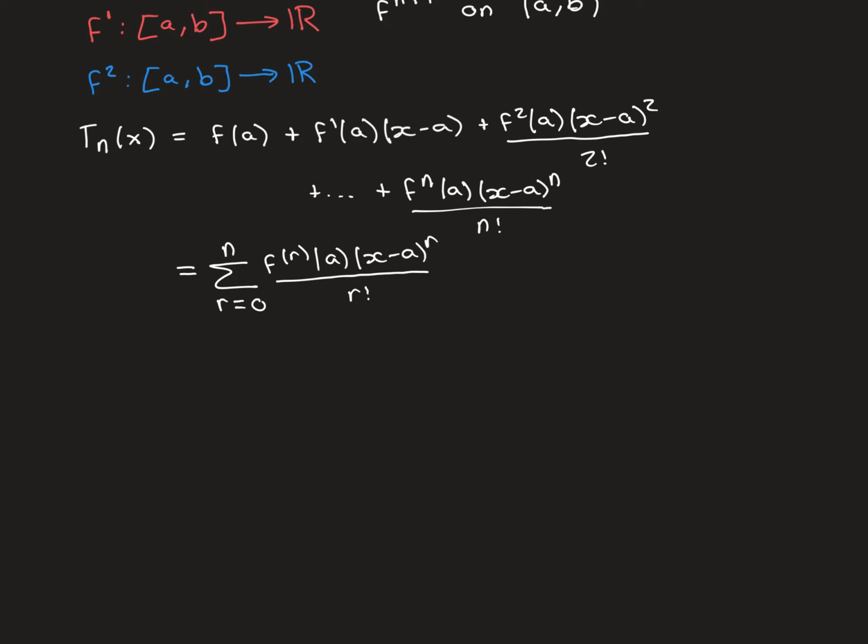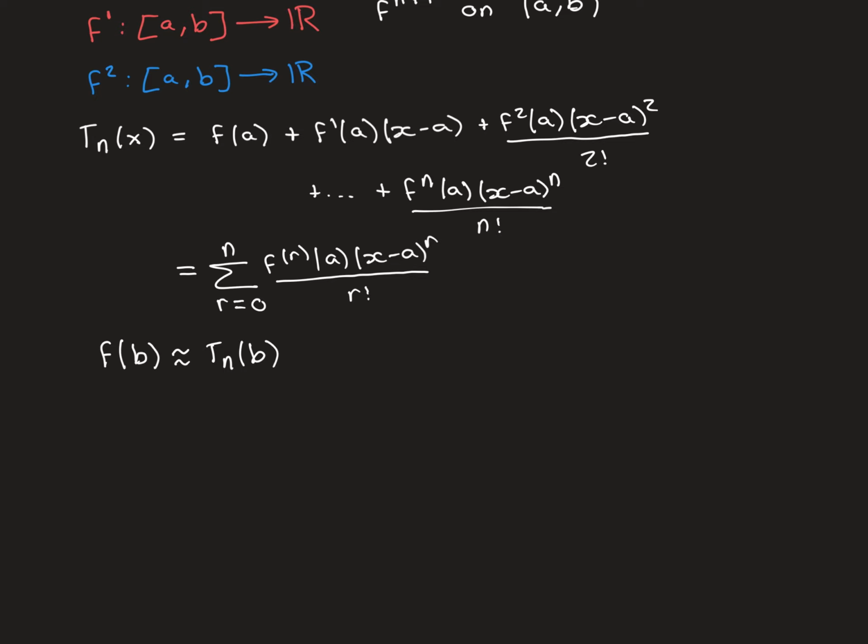Just to convince you that this is indeed equal to this, when r is equal to 0, this gives this term. When r is equal to 1, this gives this term. r is equal to 2, it gives this term, etc., all the way up to the nth term, which gives this one here. So Taylor's theorem is all about this Taylor polynomial centered at a and using this to approximate the value of the function now at the other end point, b. So consider f at b, and I want to approximate this with the Taylor polynomial evaluated at b.